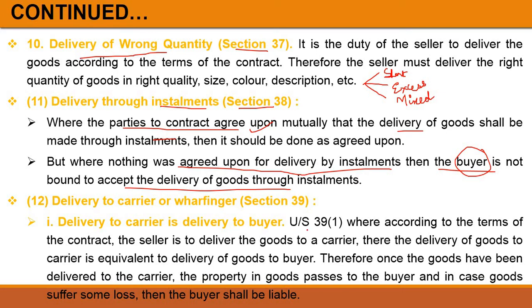First is Section 39 subsection 1, when delivery to the carrier is delivery to the buyer. It says that when, according to the terms of the contract, the seller is delivering the goods to a carrier, then delivery of the goods to the carrier means delivery of goods to the buyer, because this has already been discussed in the terms. Therefore, once the goods have been delivered to the carrier, the property passes to the buyer. If the goods suffer any loss, it will remain the loss of the buyer.